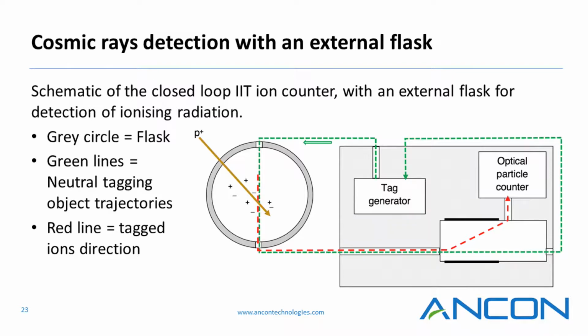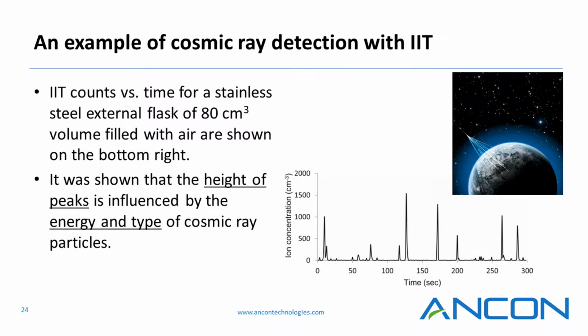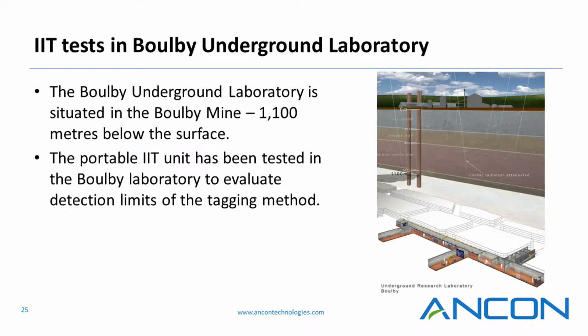Here, we have provided an example of cosmic ray detection conducted in a laboratory at the University of Kent using IIT. The bottom right shows IIT counts against time parameters for a stainless steel external flask of 80 cubic centimeters in volume filled with air. It was shown that the height of peaks is influenced by the energy and type of cosmic ray particles.